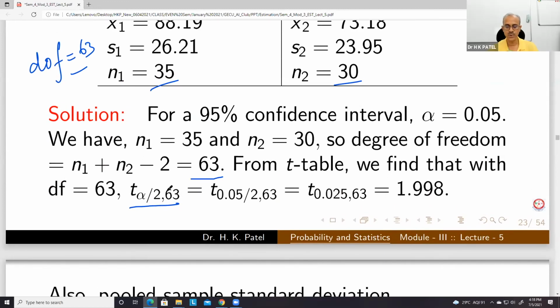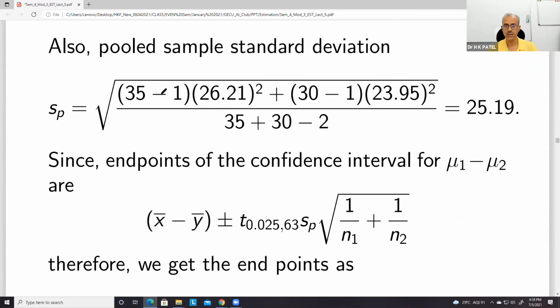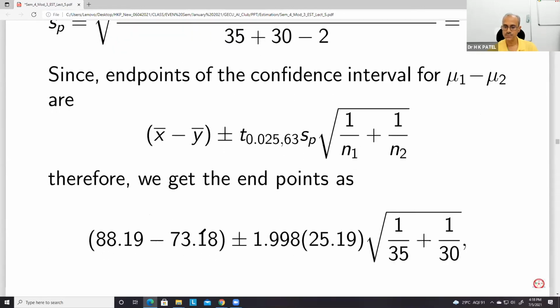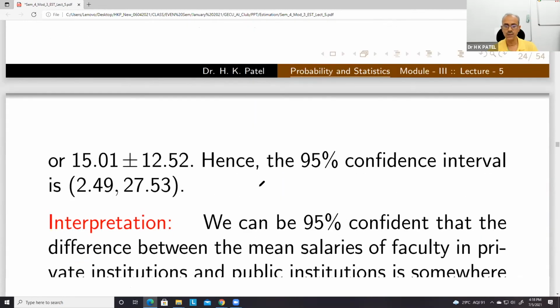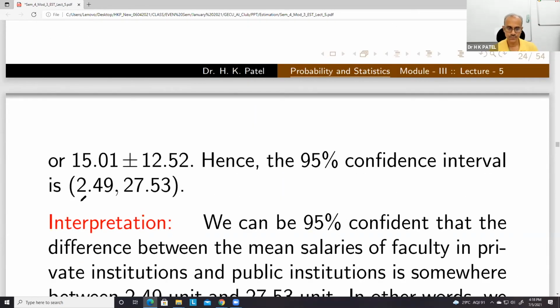So this SP we have to calculate here with the help of S1 and S2, which are there, and then we can substitute the values. So finally you get this interval, 2.49 to 27.53. We are talking about the mean salary of private and government institutes, and the difference, of course.